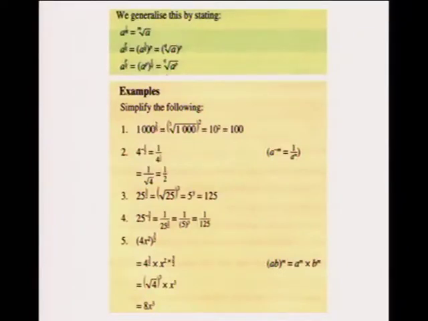So we can generalize this by stating a to the power 1 over m will be the m-th root of a, and the m will be standing there. For example, let's look at example number 1. 1000 to the power 2/3 will be the cube root of 1000, to the power 2. So then it will be 10 to the power 2, which is 100. So go through your examples very carefully before you start writing exams.